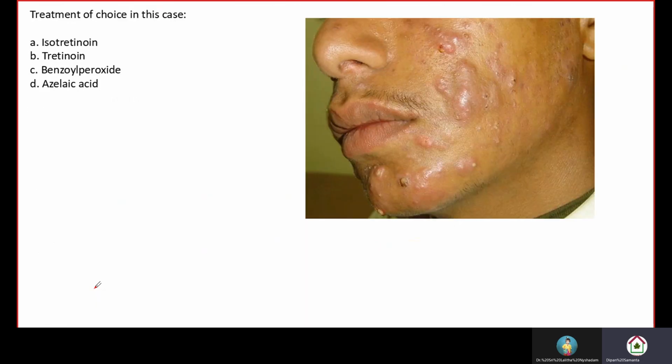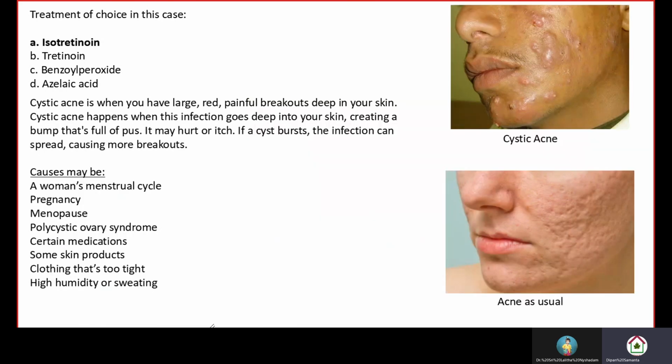Okay, next question. Treatment of choice in this case: isotretinoin, tretinoin, benzoyl peroxide, azelaic acid. This type of picture-based question has come in FMG recently, and the frequency of this type of question is increasing a little nowadays. First you need to understand what the condition is, then think about the treatment. So what is this? This is cystic acne.